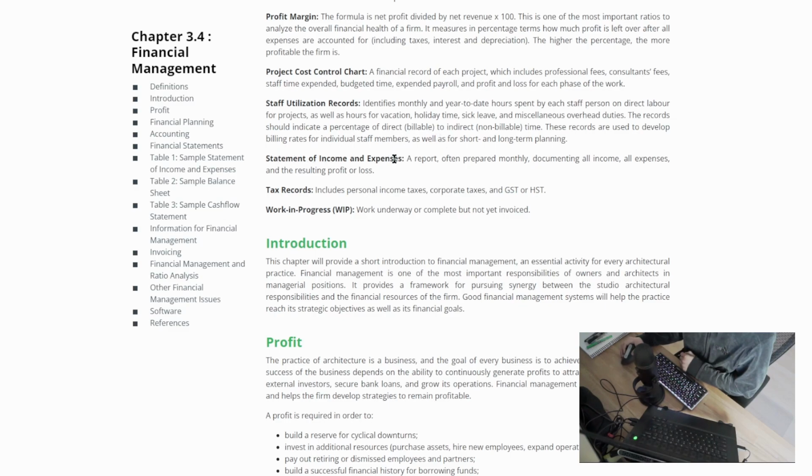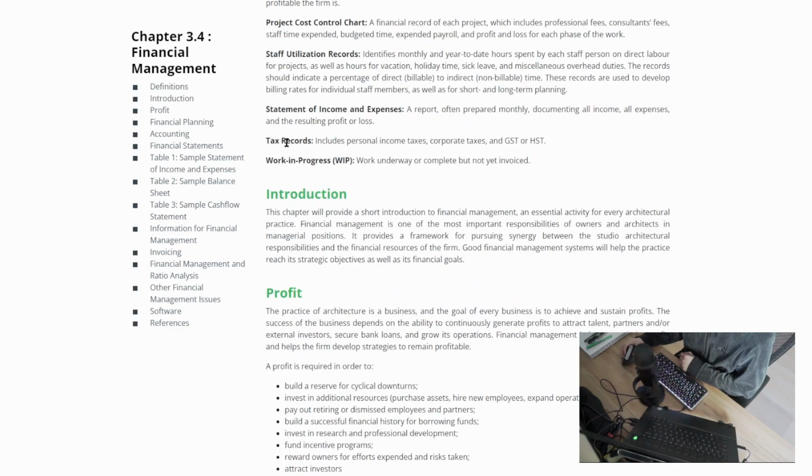Statement of income and expenses. A report often prepared monthly documenting all income, all expenses, and the resulting profit or loss. Tax records includes personal income taxes, corporate taxes, and GST or HST. Work in progress. WIP, work underway or complete but not yet invoiced.